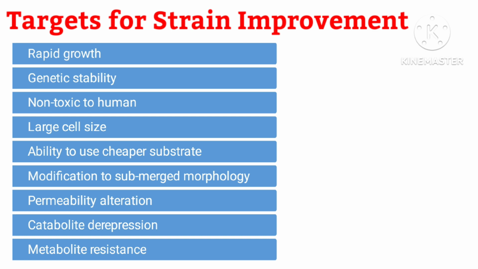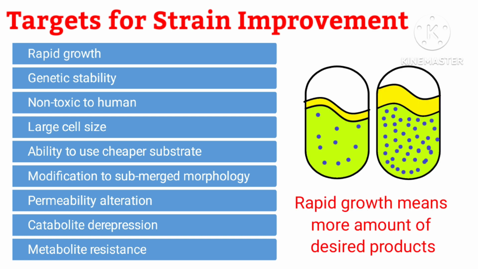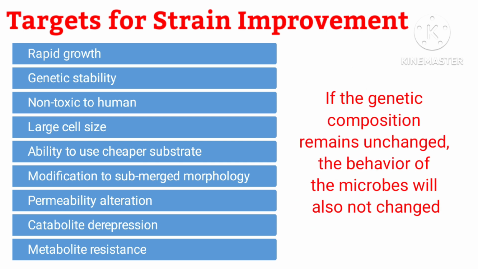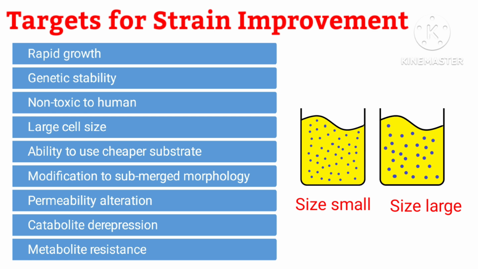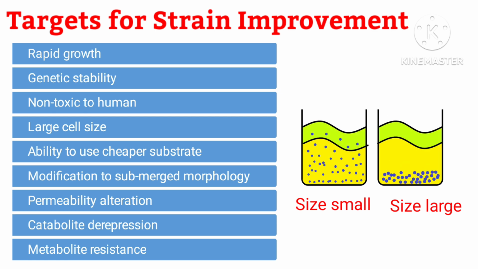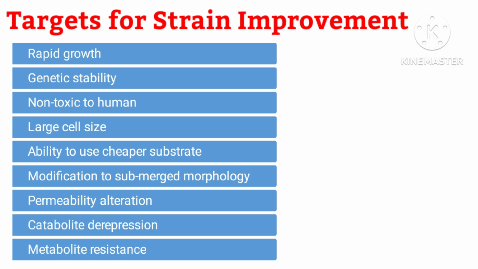Generally, microbiologists want to improve the strain to increase the growth rate. More growth means more final product. Or to stabilize the genetic material in those microorganisms that change it more frequently, or to increase the cell size so that it can be easily removed from the culture medium at the end of the fermentation. If the size of the microbes is large, they can be easily settled down at the bottom of the tank due to gravitational force or low-speed centrifugal force.